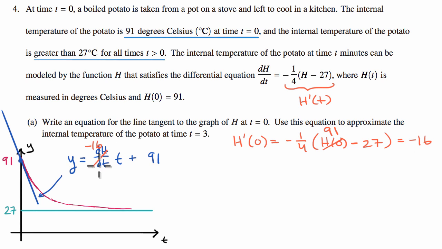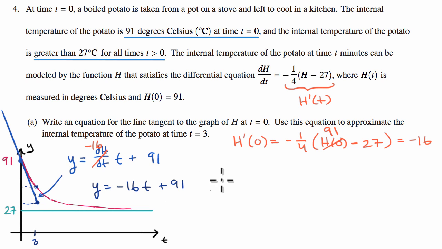So just like that, we have the equation for the line tangent to the graph of h at t equal to 0. I'll write it one more time. It is, drum roll, y is equal to negative 16t plus 91. That's the equation of that tangent line right over there. And then they say we want to use this equation to approximate the internal temperature of the potato at time t equals 3. So let's say that this is time t equals 3 right over here. We want to approximate the temperature that this model describes right over here, but we're going to do it using the line. So we're going to evaluate the line at t equals 3.